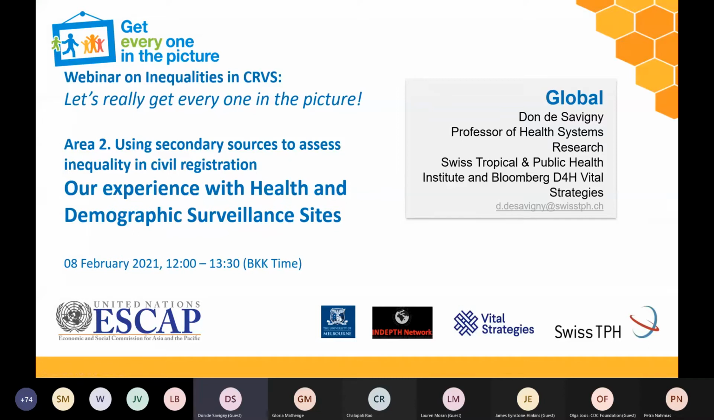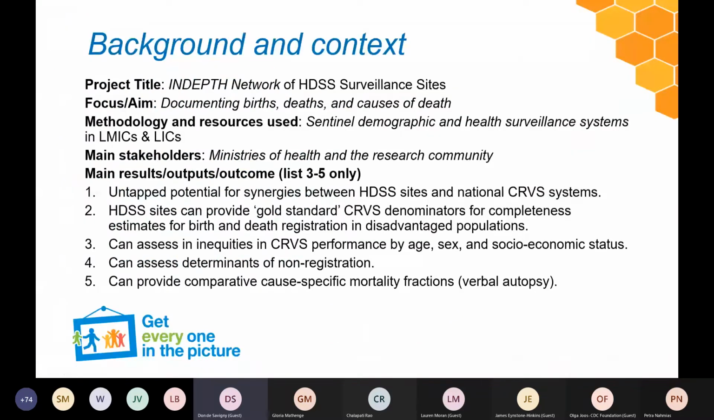Well, thanks to ESCAP for including this topic of health and demographic surveillance sites as potential secondary sources for inequality assessments and civil registration, because this is really an overlooked opportunity. It's limited, but for some countries it could be a very potent source of secondary data. So this is work that was done with the Bloomberg Data for Health partnership with the University of Melbourne and the In-Depth Network. The In-Depth Network is a network of almost 60 health and demographic surveillance sites. These are population observatories around the world in low and middle income countries, which have the task of really documenting births, deaths, and causes of death, not registering them, but documenting them.